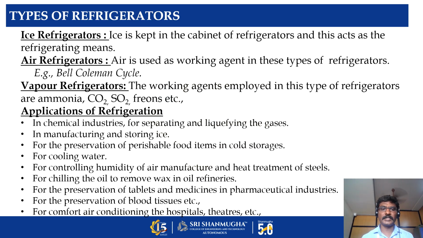Types of refrigerator. Ice refrigerator. Ice is kept in the cabinet of the refrigerator and this acts as the refrigerating means. Air refrigerator. Air is used as a working agent in this type of refrigerator. Example, Bell-Coleman cycle. Vapor refrigerator. The working agents employed in this type of refrigerator are ammonia, carbon dioxide, sulfur dioxide, freon, etc.